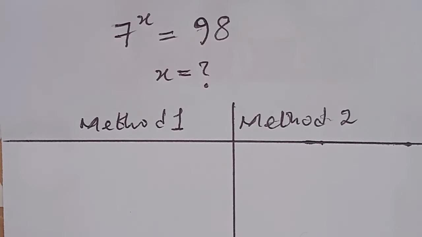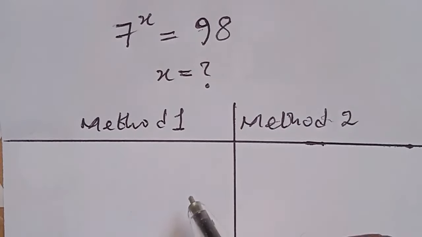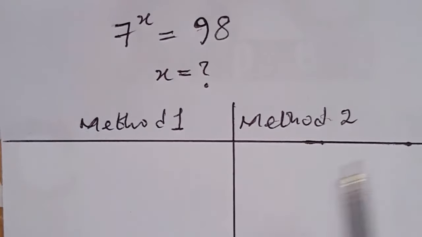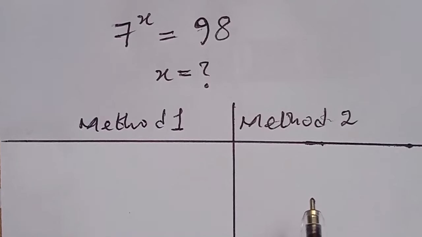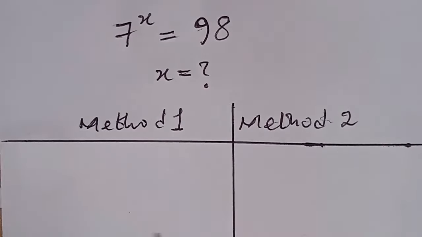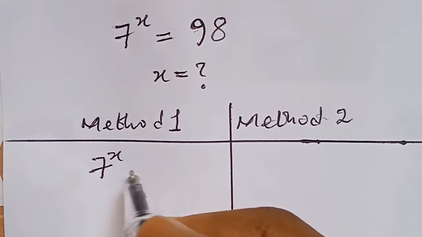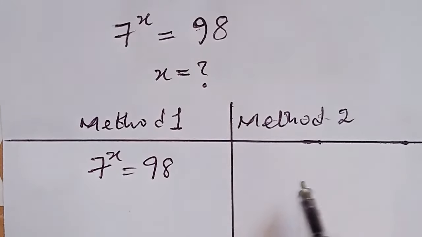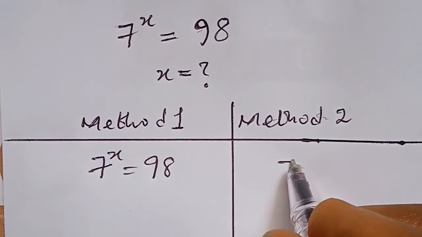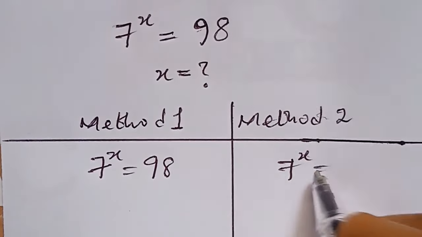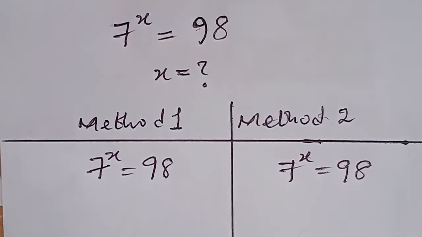In today's lesson, we want to solve for x in this nice exponential expression, an Olympiad maths question. To solve this, we are going to demonstrate it side by side with two methods. First, from our question, we have 7 to the power of x equal to 98. We repeat the question over here: 7 to the power of x equal to 98.